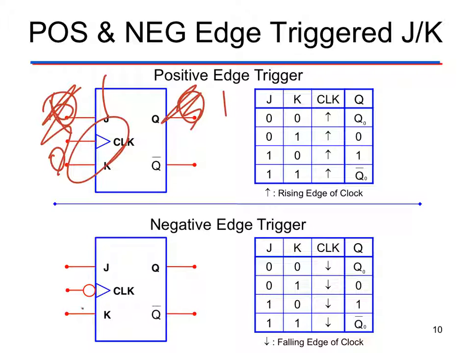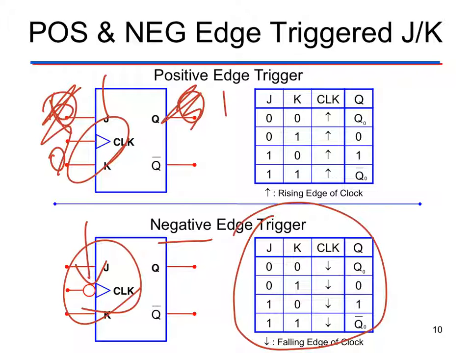This is a positive edge trigger. This is a negative edge trigger. Why? Because of the ice cream cone. Ice cream cones are bad. They're bad for you. They're negative. So, they're a negative edge trigger. So all this stuff with a flip-flop is still going to occur, but it's going to occur on the falling edge of the clock.